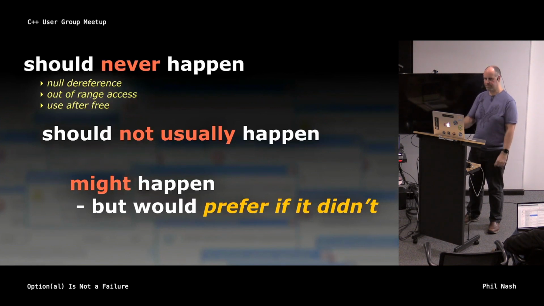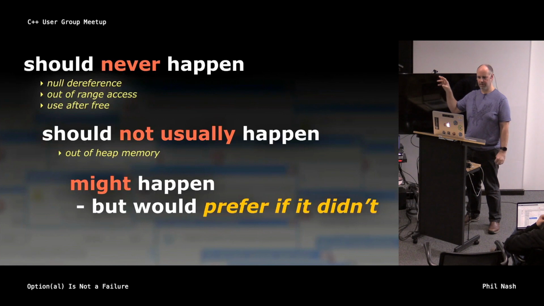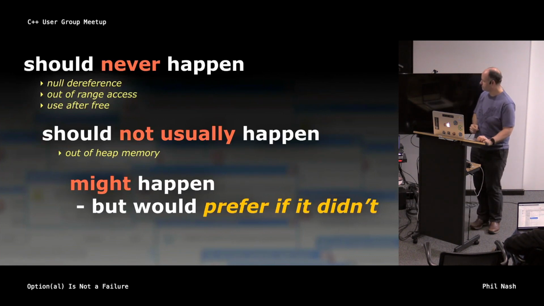Now, the middle one is the interesting one. We're going to come back to this in a moment, but the example I'm going to put there is out of heap memory. And in fact, it's pretty much the only one that belongs in this bucket. You could argue there's a couple more as well, but they all have similar properties.